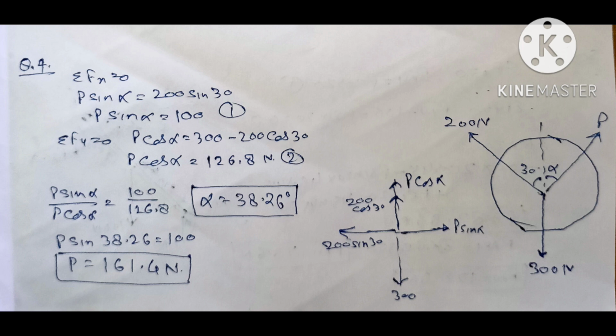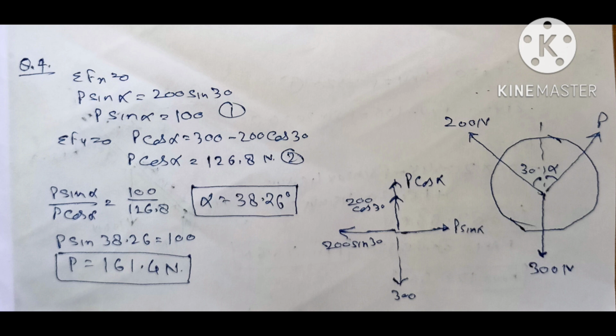Then sum of all vertical forces equal to 0. It will give you P cos alpha equal to 300 minus 200 cos 30 or P cos alpha equal to 126.8 Newton. Now by dividing equation number 1 and 2, we will get P sin alpha upon P cos alpha equal to 100 upon 126.8. So tan alpha equal to 100 upon 126.8. So alpha equal to tan inverse of 100 upon 126.8, that is 38.26 degree.